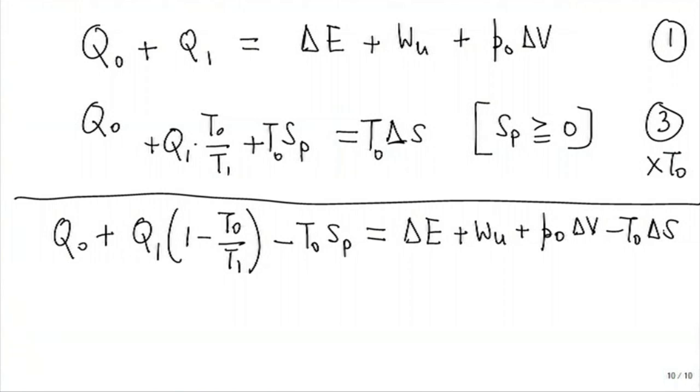Now we have a direct relation between S P and W u. What we will now do is keep W u on one side, say the left hand side, and put everything onto the other side. I made a small mistake here because I eliminated Q naught in this expression. Q naught should not be there, because this expression is 1 minus 3 multiplied by T naught. 3 multiplied by T naught is this, so Q naught minus Q naught is 0. So, Q 1 into 1 minus T naught by T 1, minus T naught S P, equals delta E plus W u plus P naught delta V minus T naught delta S.